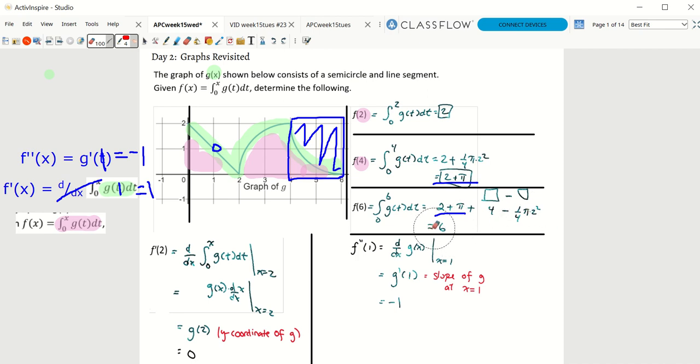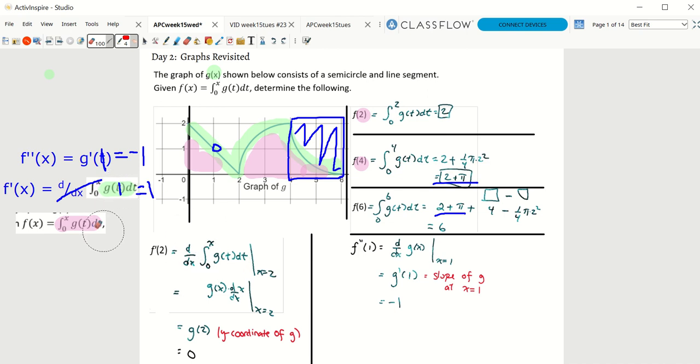Now here's where things get interesting, folks. Let's look at f single prime of 2. Now we're not at the first floor anymore, we're at the second floor. At the second floor, we're taking the derivative of f, which means we take the derivative of the integral, and because integral is synonymous with antiderivative, taking the derivative of the antiderivative cancel each other out, which means we're left with not the area, we're left with the curve itself, or the function itself.